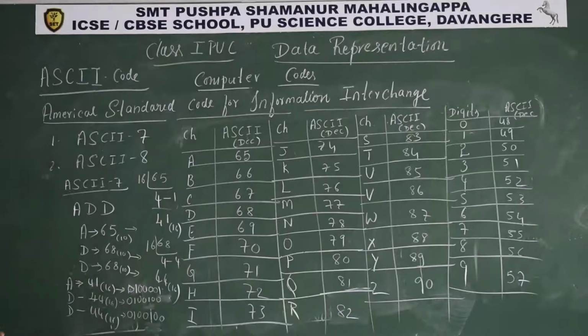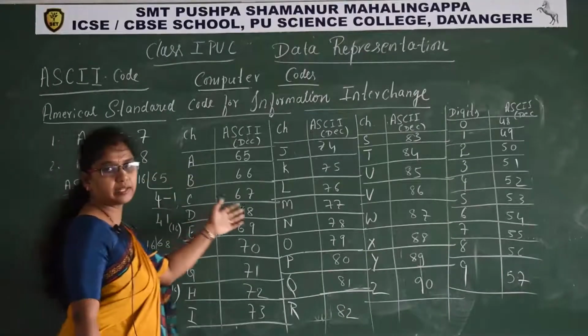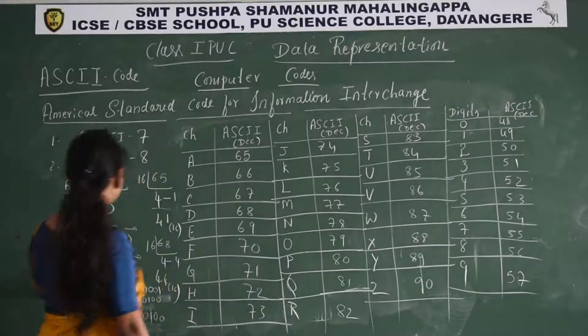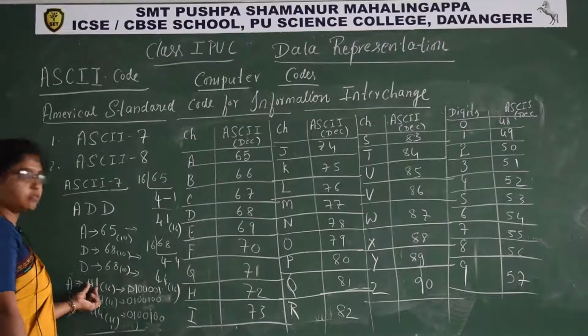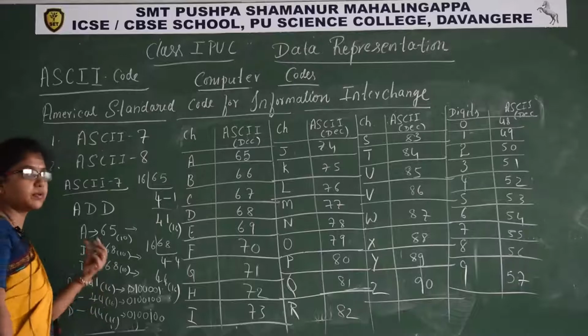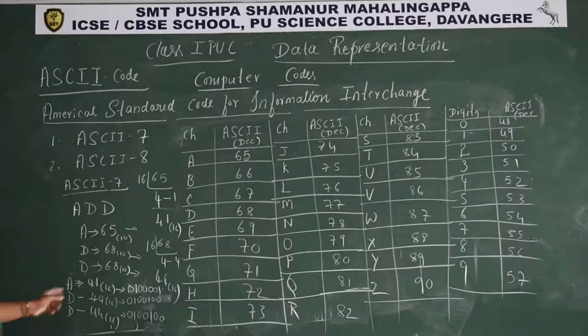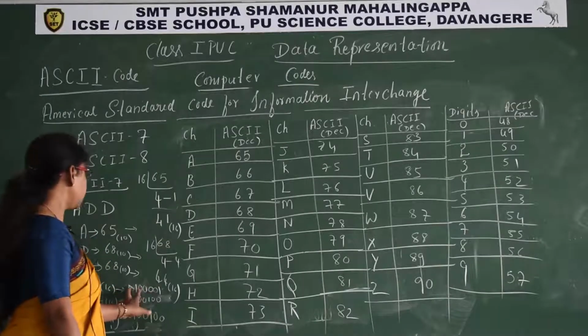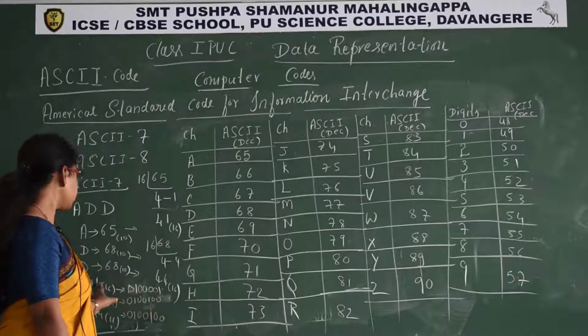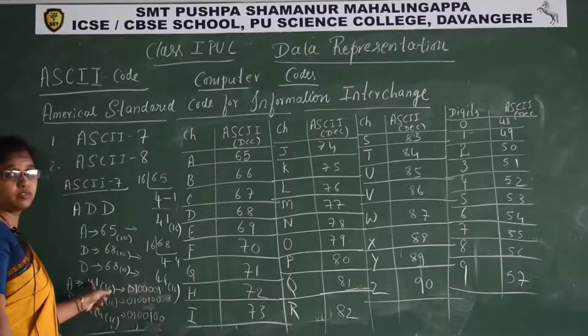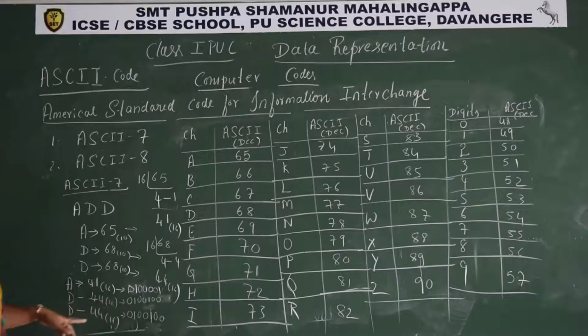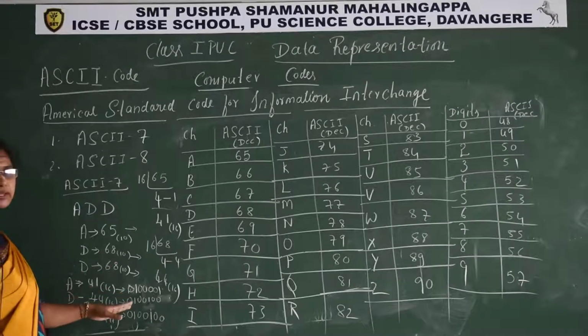In this way we have to convert the given word or given character into ASCII 7. In ASCII 8, for each digit we must write a 4-bit binary. Here in 7 bit, the first digit has 3 bits and the second digit 4 bits, whereas in ASCII 8, for both digits we have to write 4-bit binary.